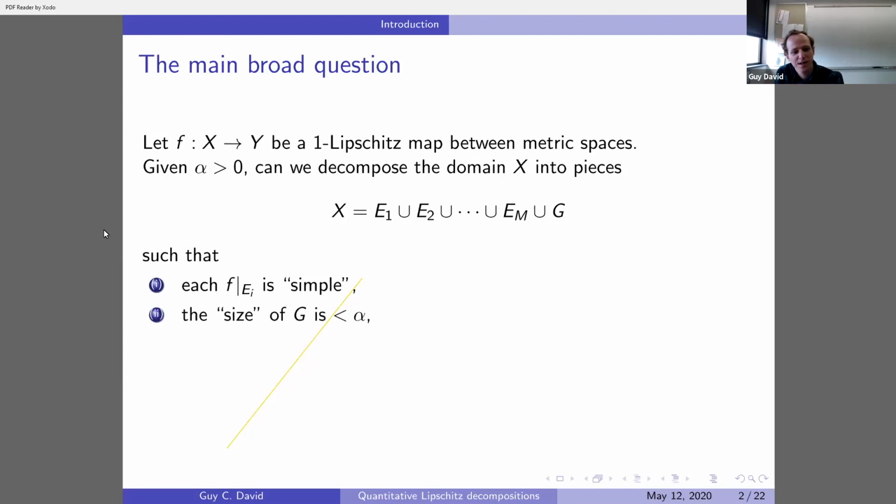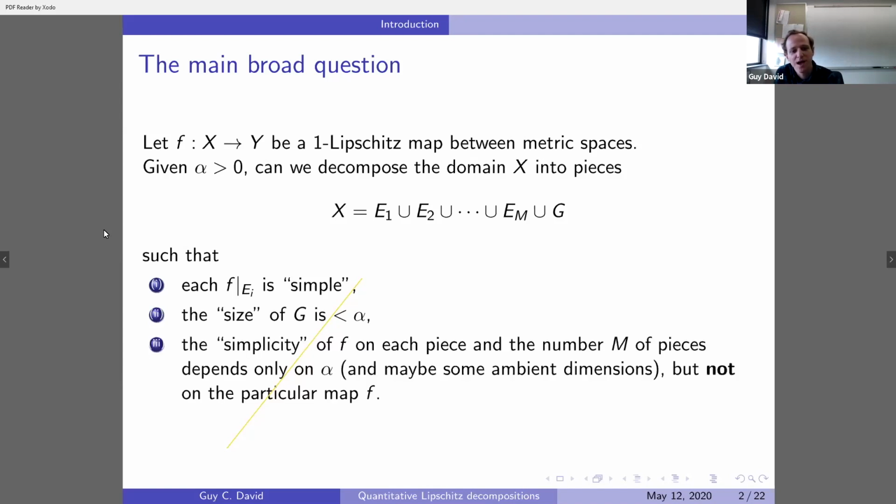And the word quantitative is this third condition, which is how simple the mapping is and how many pieces you need in this decomposition should really depend only on this parameter alpha and, maybe, on some ambient dimensions, but not on the particular mapping F. You would like to be able to make some guarantees independent of this particular mapping, okay? So that's what I mean by a quantitative decomposition. You decompose the domain so that your map is restricted to be simpler on each piece with a garbage set of some arbitrarily small size.